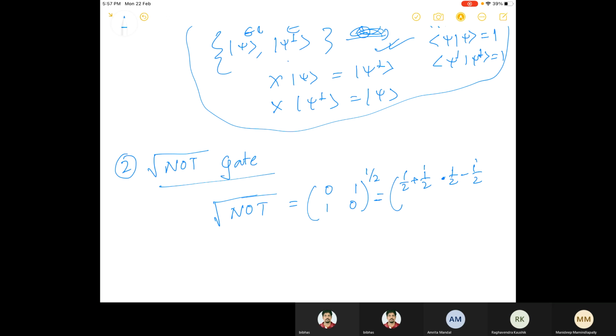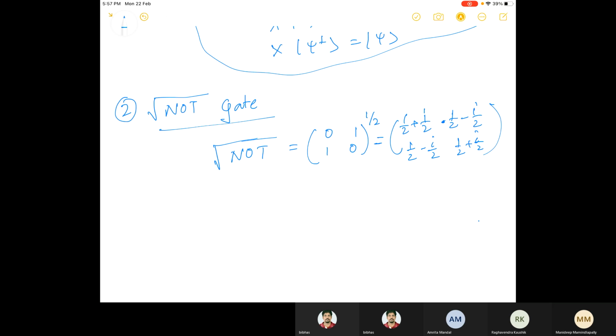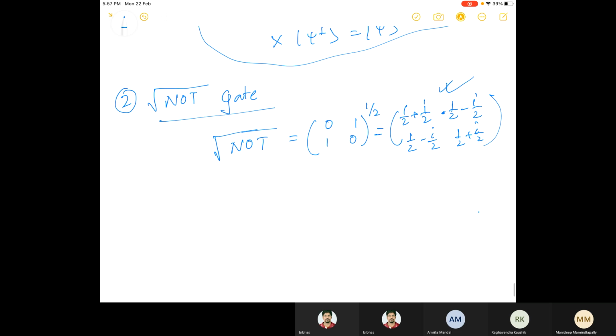Oh, this is not minus half. So just half, and then half minus i by 2, and then half plus i by 2. You can check that this is a square root, meaning if you multiply this matrix with itself, it should give you the NOT gate. You can check that.